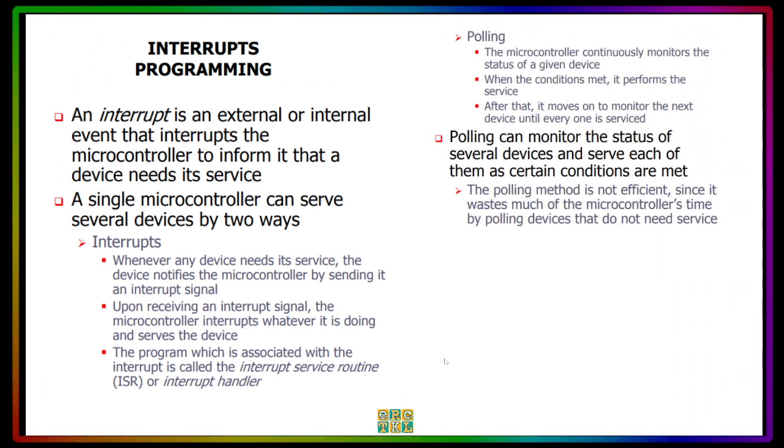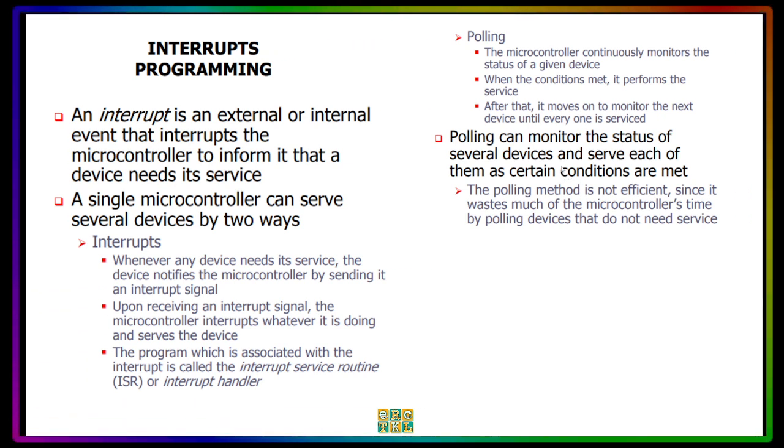Now, the second way, which is the polling method, the microcontroller will continuously monitor the status of every given device. And when the conditions are met, then it will perform the service. After that, it moves on to monitor the next device until all the devices are serviced. So the polling can monitor the status of several devices, not just one, and serve each of them as certain conditions are met. But there's a problem with this.